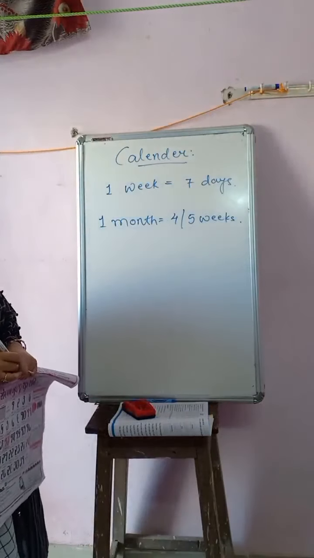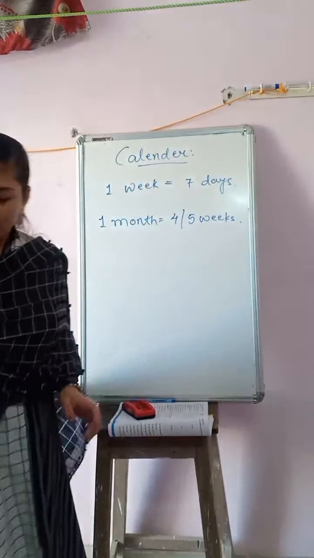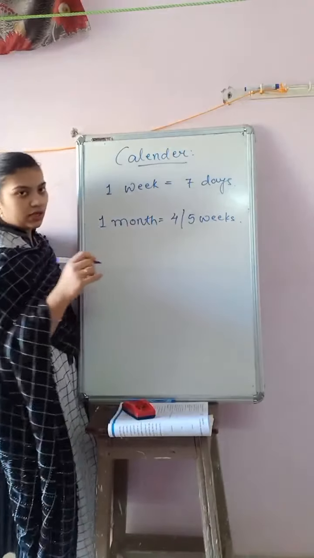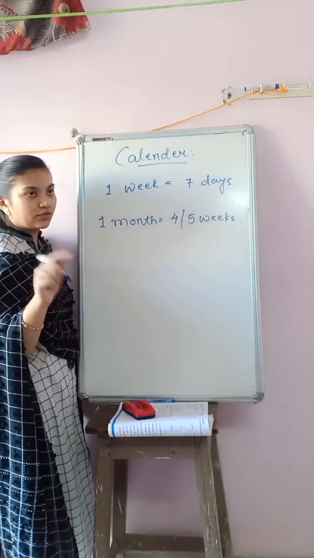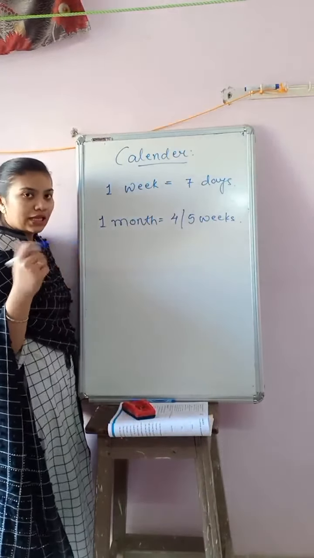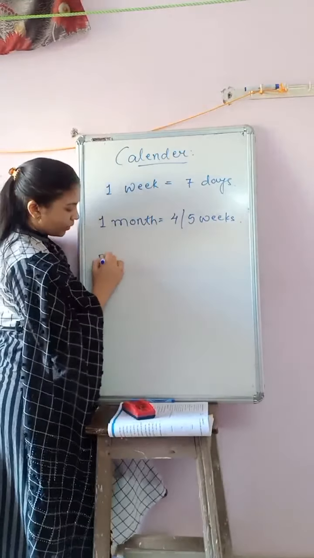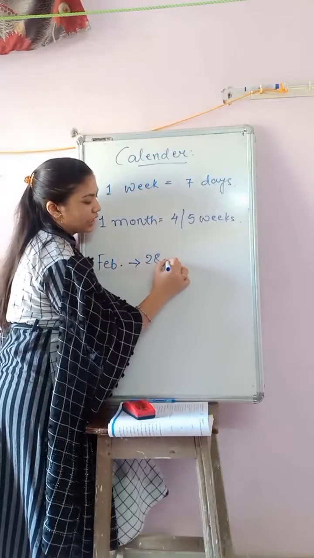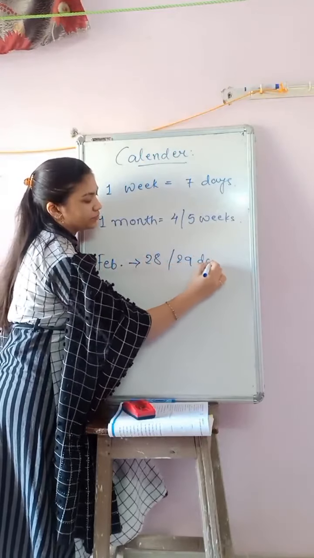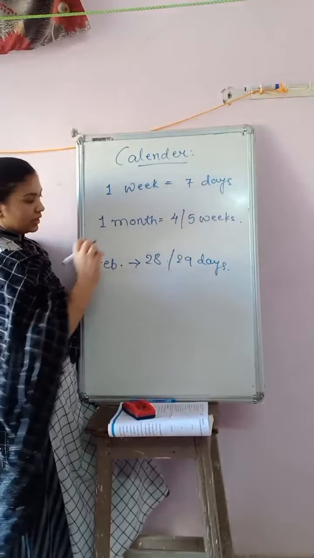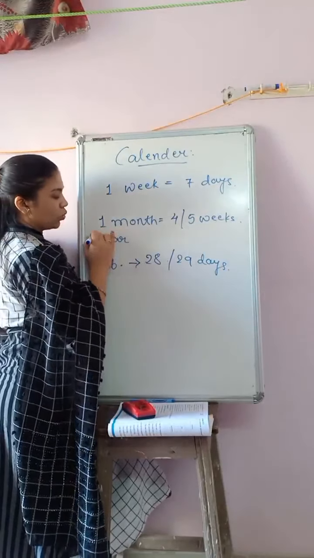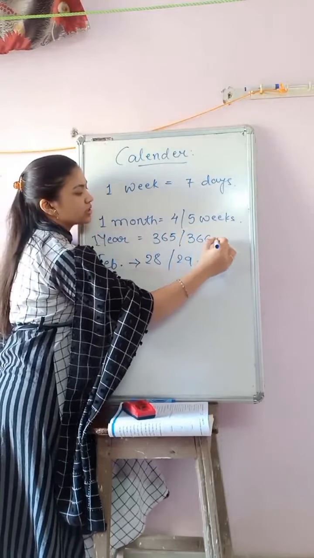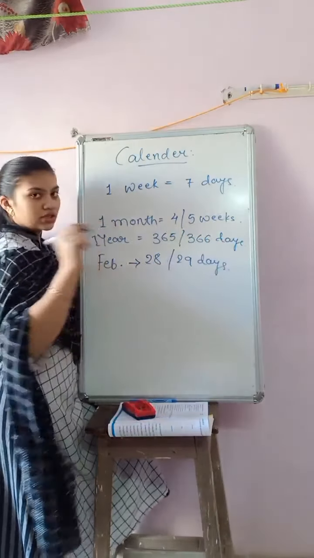Okay, this thing you have to remember. Now next thing, as I told you, the days of the month: if there is a hard bone, it means 31 days; if there is a soft gap, that means 30 days. But February, you know, has 28 or 29 days, and 1 year has 365 or 366 days. All these things you have to remember.